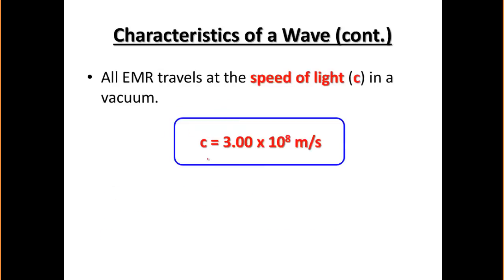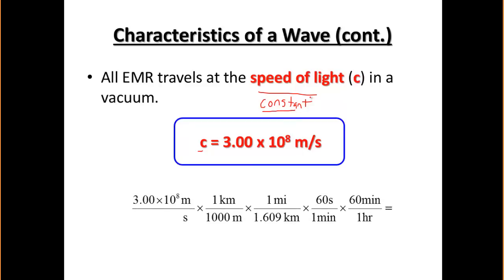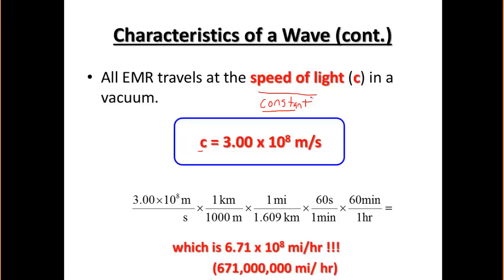Now, C, the speed of light, is a constant. It's 3.0 times 10 to the 8th meters per second, which is really fast. And it's always going that same speed in a vacuum. That's about 671 million miles per hour, or 3.0 times 10 to the 8th, about 4 times around the world in 1 second.